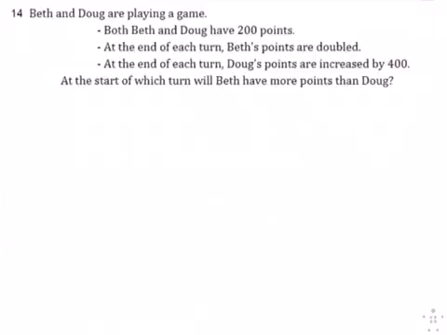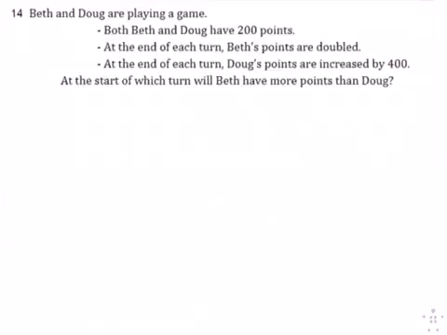Number 14. Beth and Doug are playing a game. Both Beth and Doug have 200 points. At the end of each turn, Beth's points are doubled. At the end of each turn, Doug's points are increased by 400. At the start of which turn will Beth have more points than Doug?